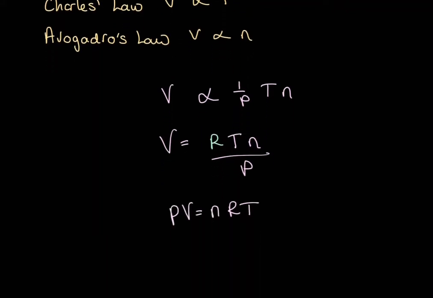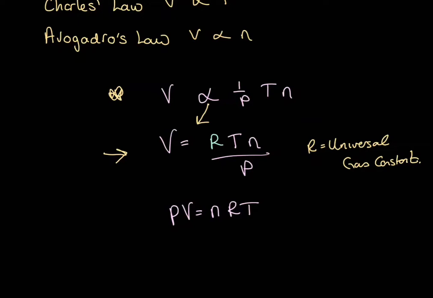So these all together then give us this little line. The volume is proportional to 1 over the pressure, proportional to temperature, and proportional to the number of moles. From that, we can write this equation here. Now, R is the constant. The constant brings us from a proportionality to a formula. R here is the universal gas constant.